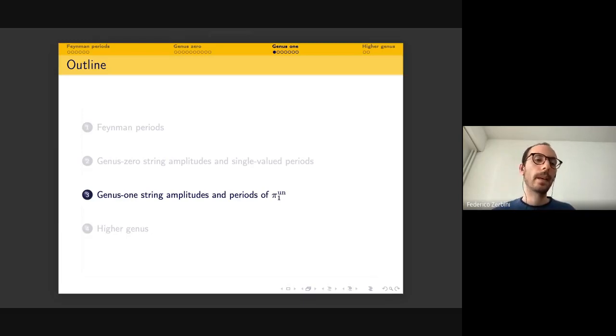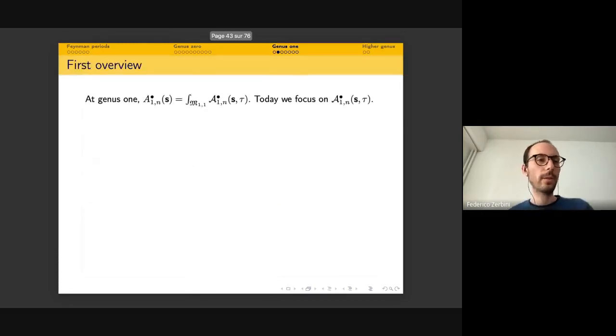And we will see that in order to explain how to generalize the mathematics of the genus 0 case, we will have to say something about periods of fundamental groups, which is something that was discussed less than a month ago in this seminar by Malu. Okay, so let's start with a first overview on the kind of objects or functions that you get in string theory.